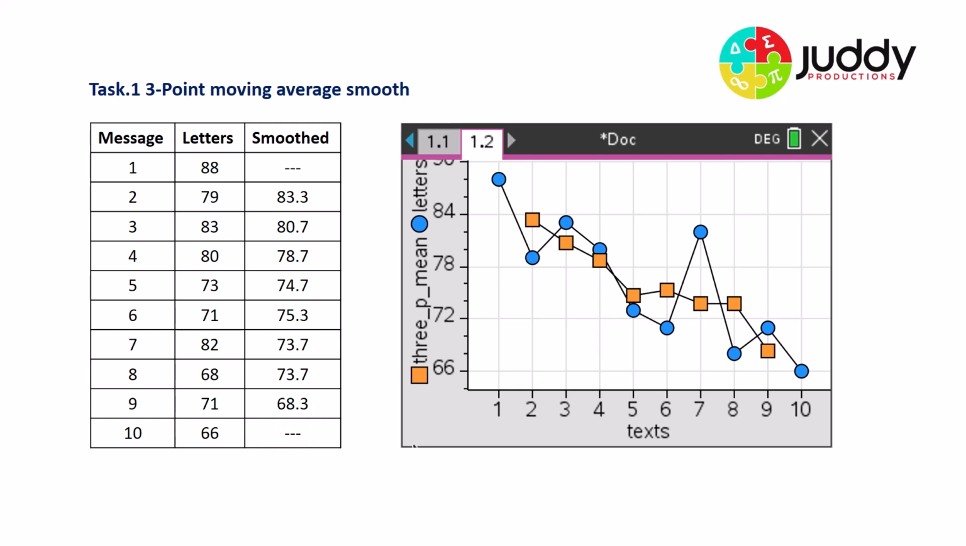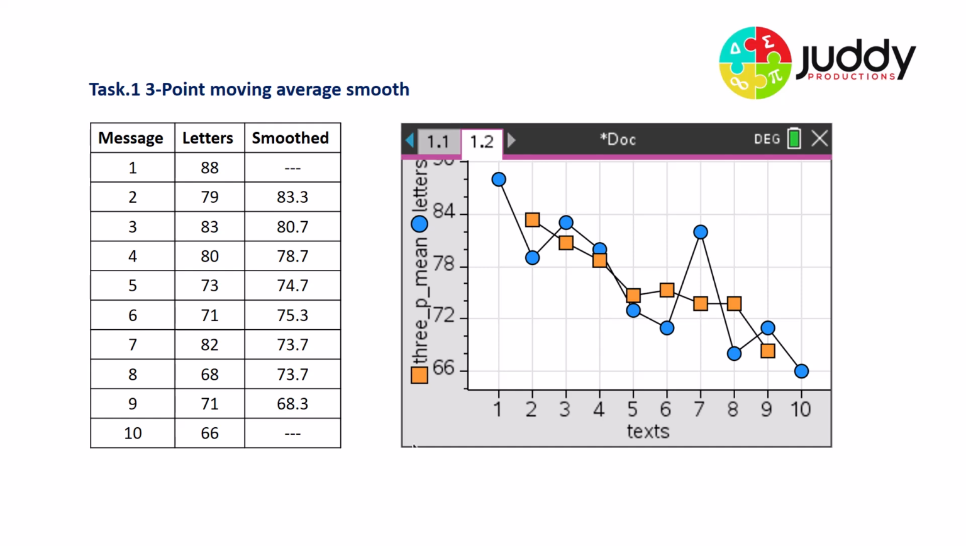This is the graph using our TI-Nspire, and we see our original data, letters in blue, has a fair bit of variation. It jumps up and down, with considerable fluctuations. Then, once we've used a 3-point moving average smooth, we end up with this orange set of data. There still is variation, as low values pull the 3-point moving average down and high values pull it up. But in general, that has reduced the amount of variation or fluctuation. It has smoothed out our data.